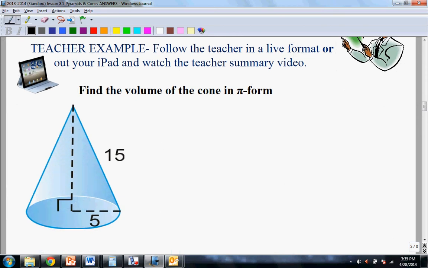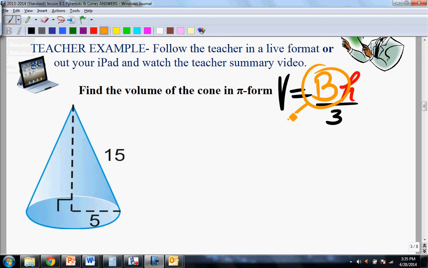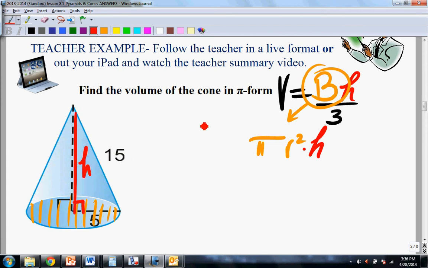Let's do a couple examples. We're going to find the volume of this cone. So we start by writing our equation. Volume equals area of the base times the true height over 3. We have to define our base, so we circle the base, and we come over here and shade our base. It's a circle. So our base is pi r squared times the true height over 3.